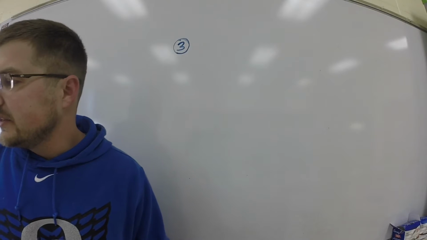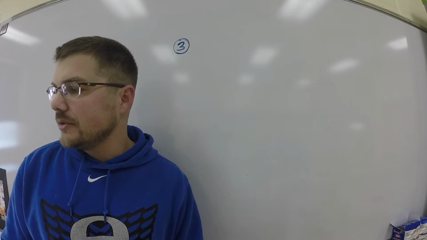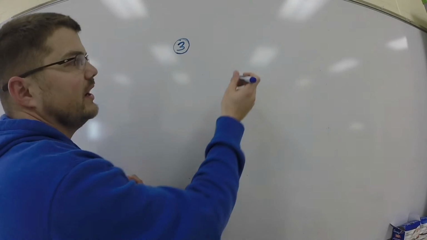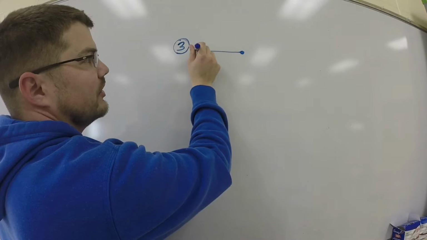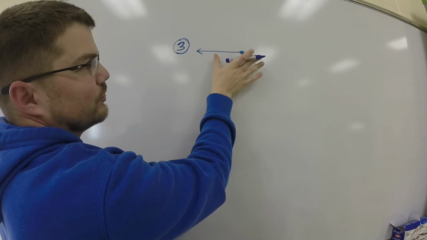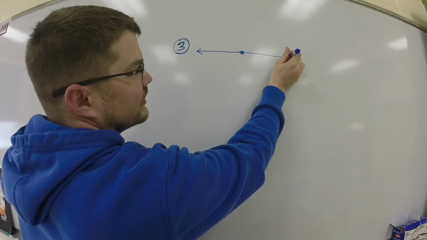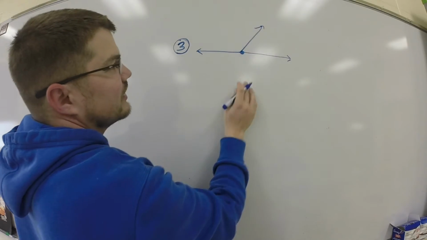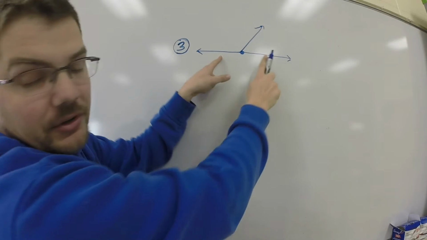Okay, number 3 says the non-common rays of 2 adjacent angles form a straight angle. So let's draw that. So a ray is just a point with an arrow going in one direction. And it says we have adjacent angles with the non-common rays forming a straight angle. So these would be non-common rays of 2 adjacent angles. So these would be the non-common rays.